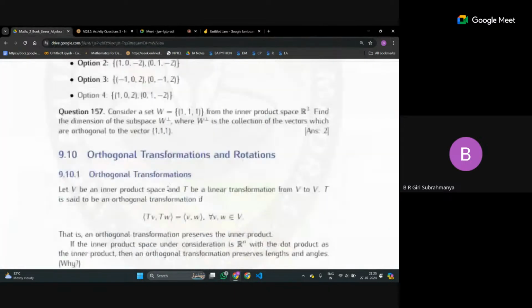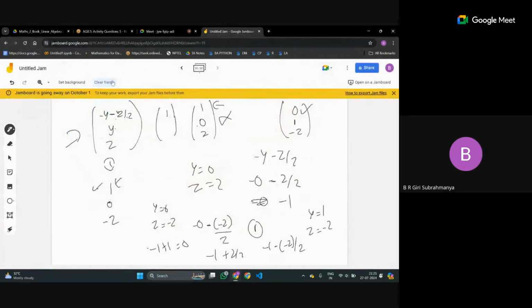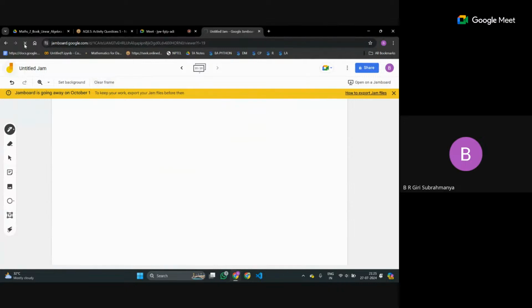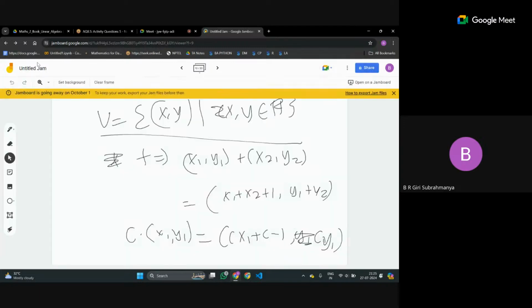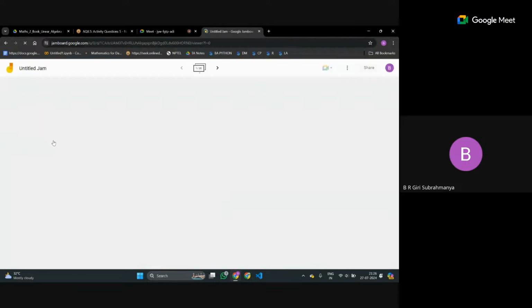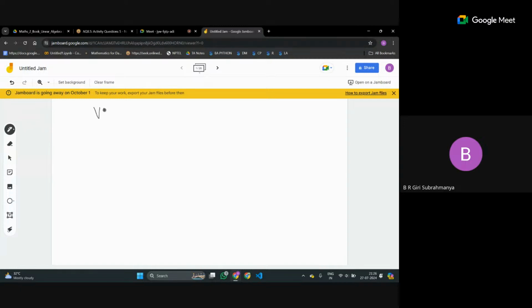See, the definition of orthogonal transformation is, first thing, it's a linear transformation from the vector space to itself. The domain and codomain are V, some vector space. The domain and codomain are the same vector space. Now T will be an orthogonal transformation if, you send some vector V inside, you're going to get some output. That is T of V.